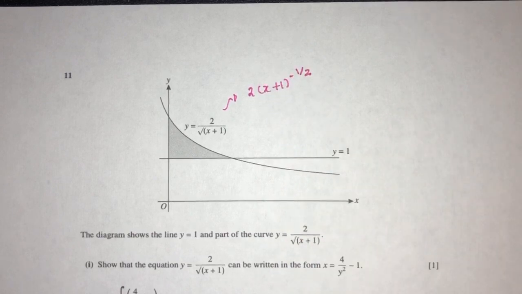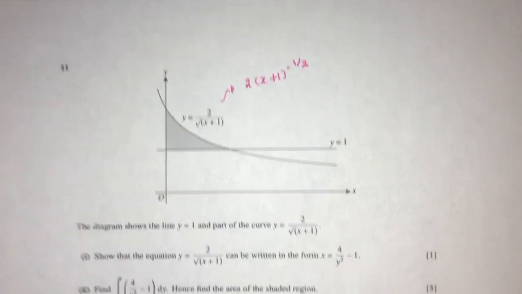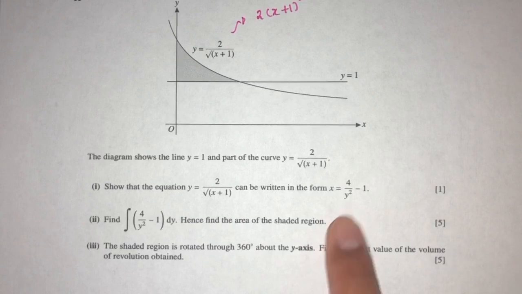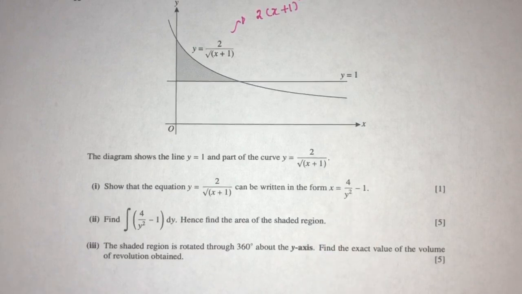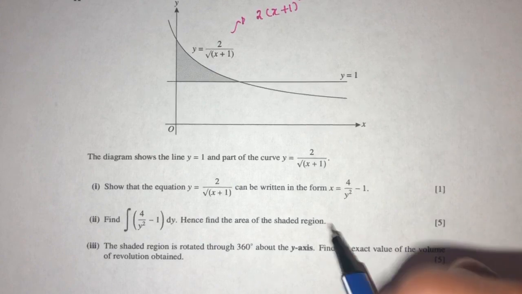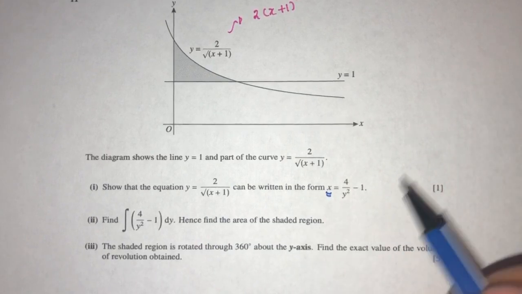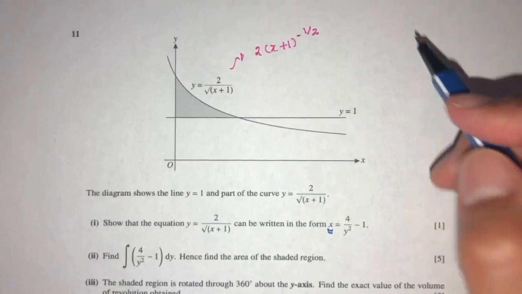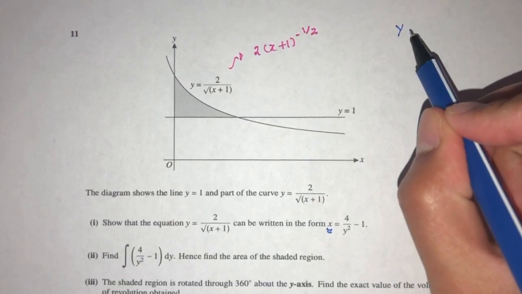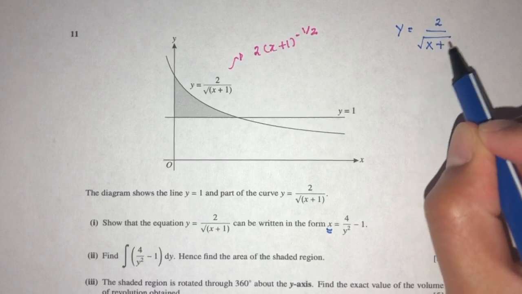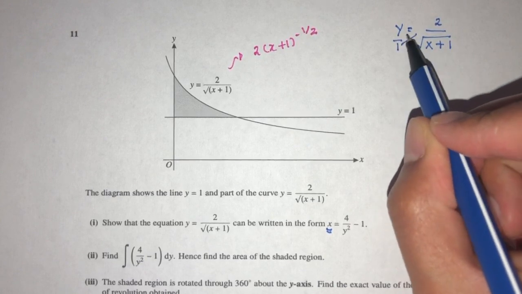Right. Now let's move on to the next questions. So part 1, we have to show the equation y can be written in the form of this. So let's try. Why not? So here you can see we have to make x the subject. So let me try this over here. So at first we have y equal to 2 over square root of x plus 1. The first thing we can do is cross multiply.